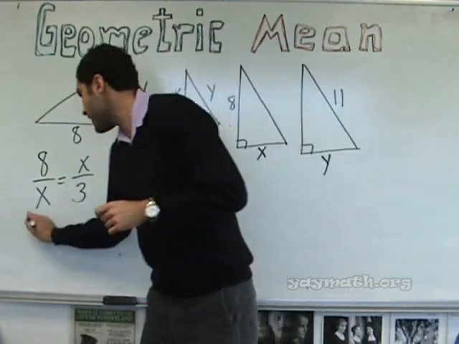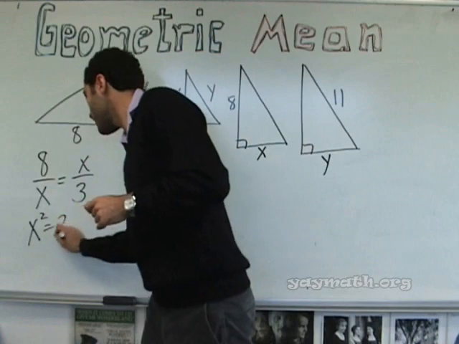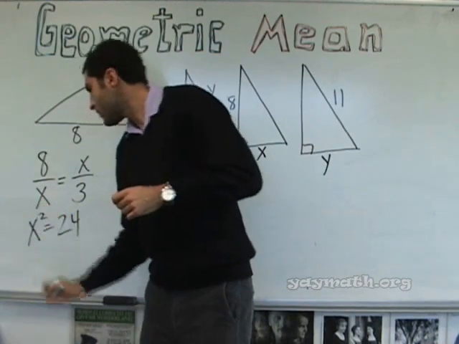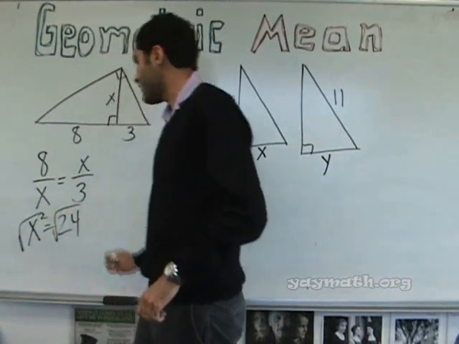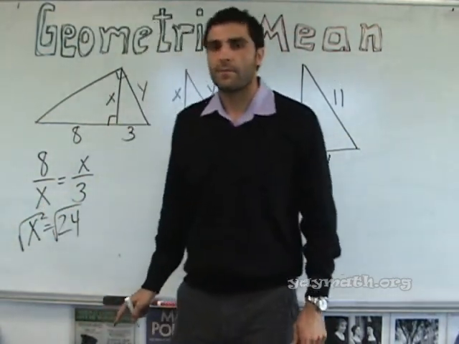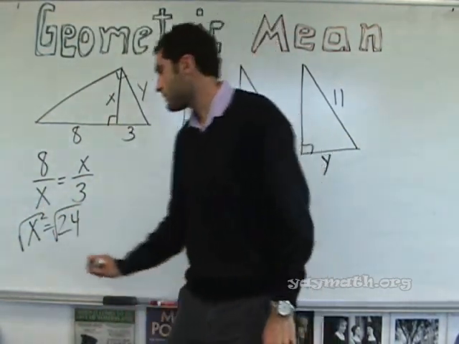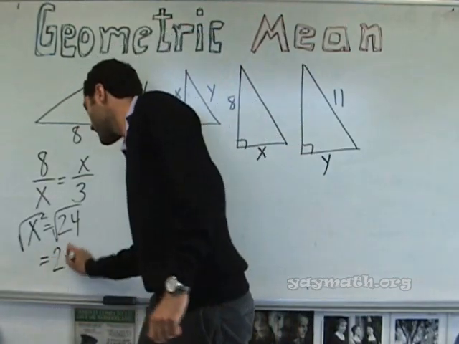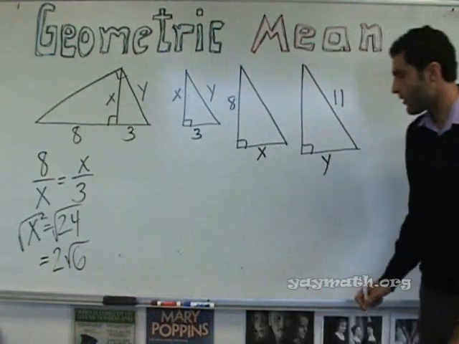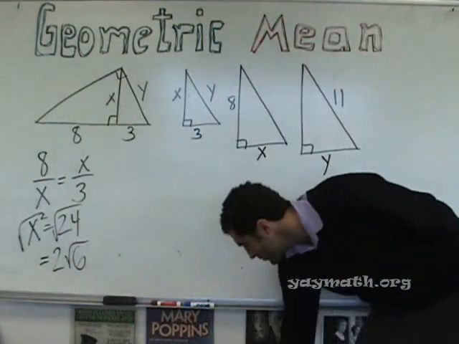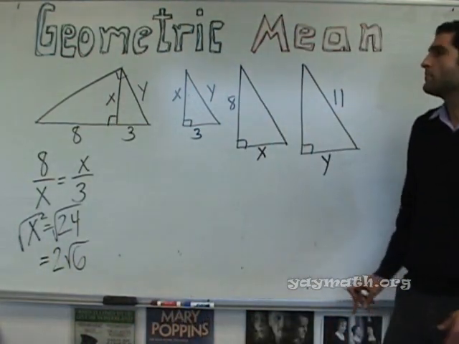Okay, here we go. X squared equals 24. Square root both sides. We did this one before. So what's the answer? X equals 2 square root of 6. All right, 2 root 6 is right. All right, one more.